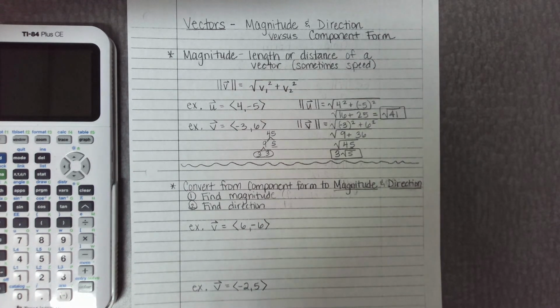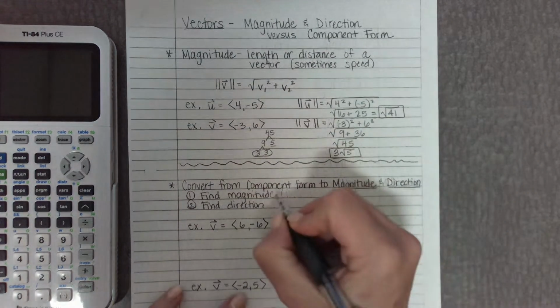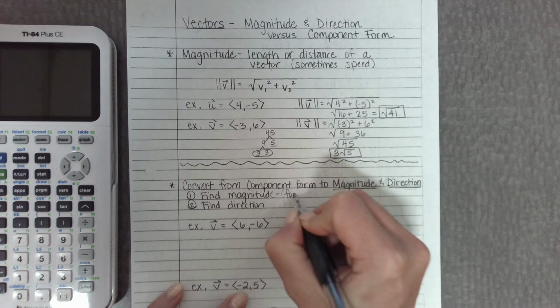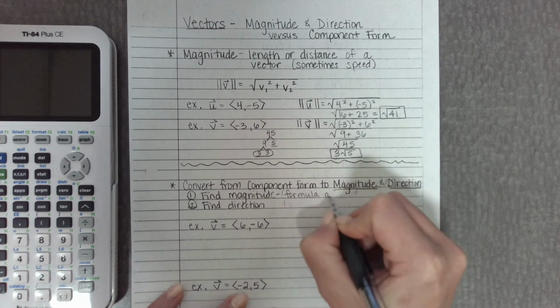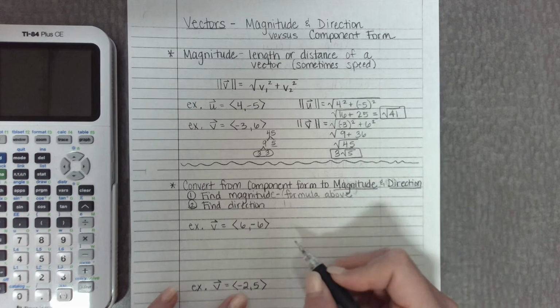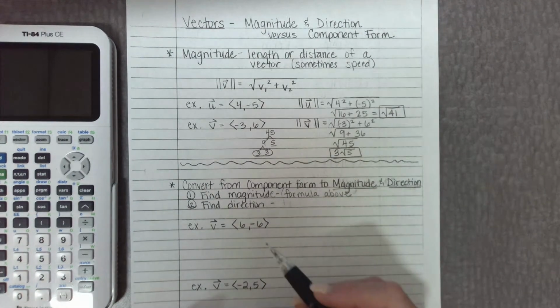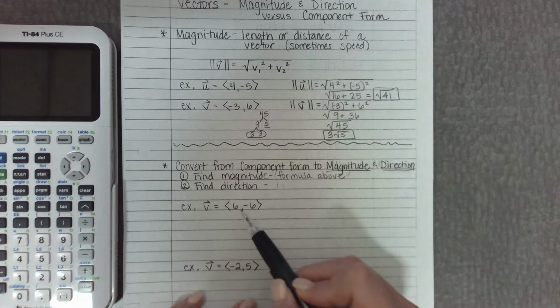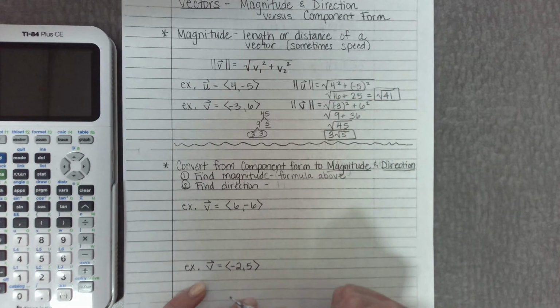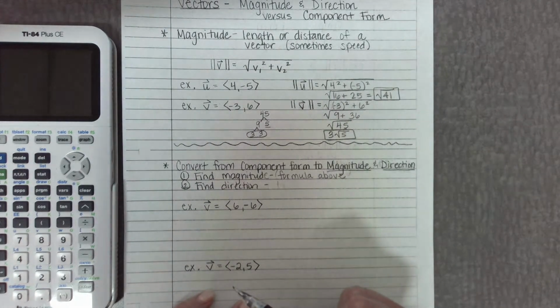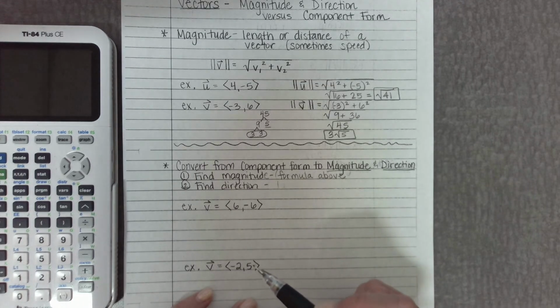All right, so when you're going from component form to magnitude and direction form, you first have to find the magnitude using what we just did right there, the formula above. Let me write that out. To find the magnitude, you're going to use the formula above. Okay, to find direction, you're going to use a little bit of trig. Since your vector has two components, an x and a y, we can use x and y and some trig function that we know to find the direction.